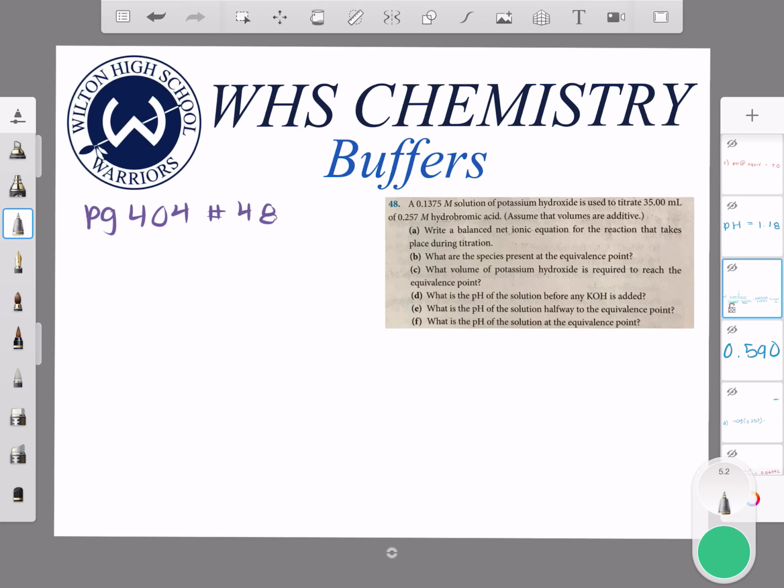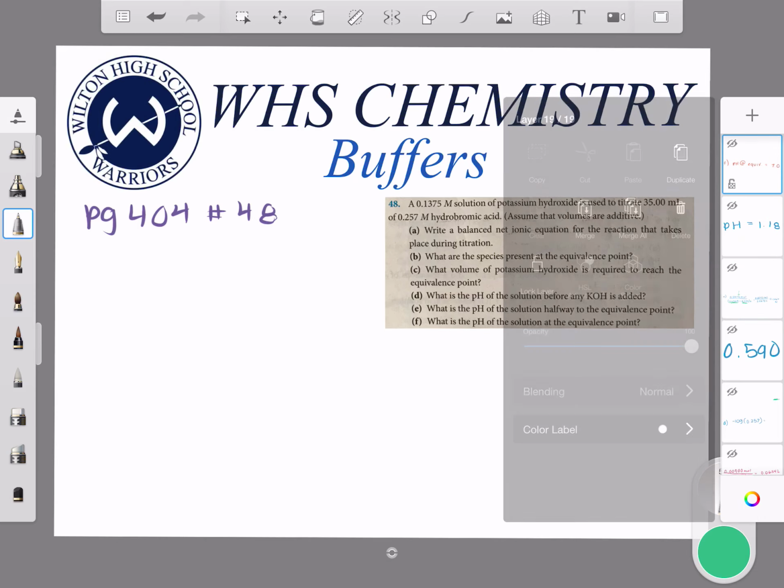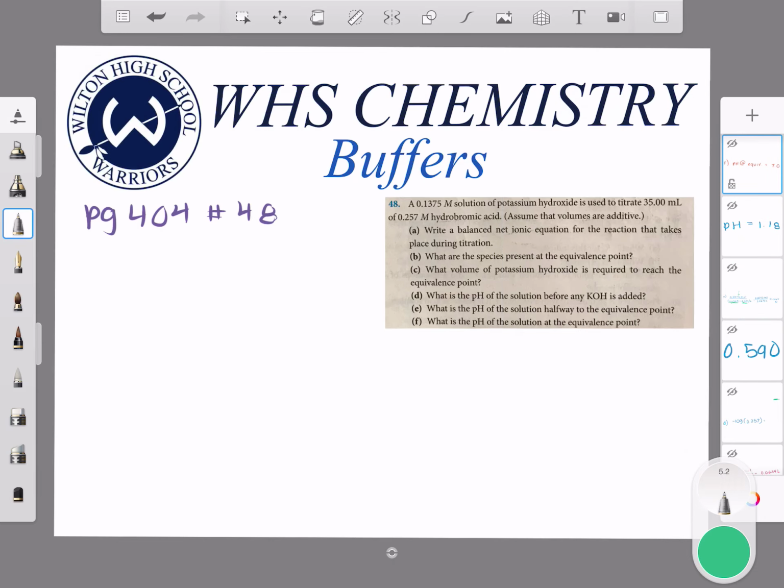And finally for part F, since the net ionic equation is H plus plus OH minus yields H2O, we know that it's going to be a neutral solution and the pH is going to be 7.